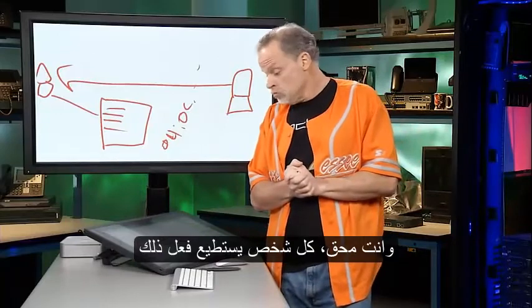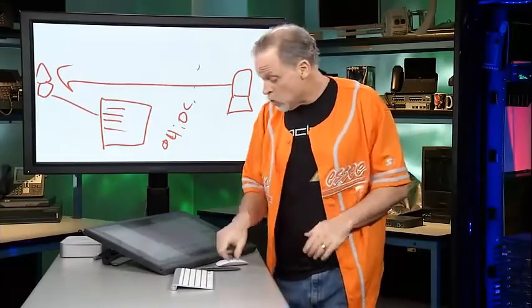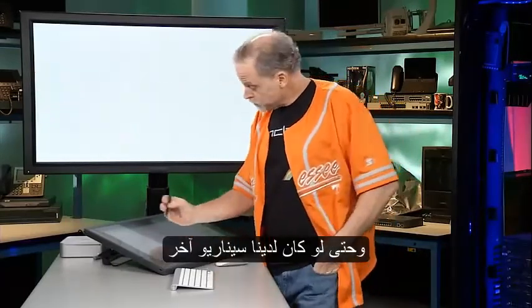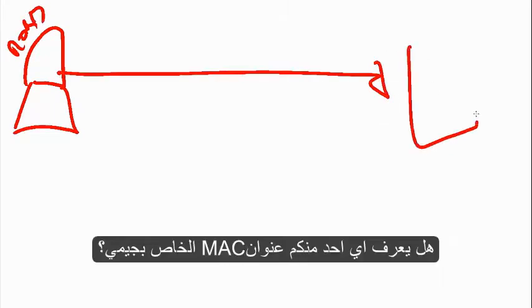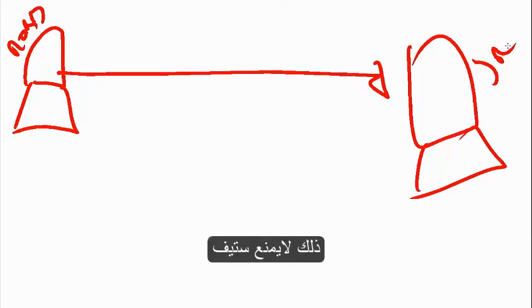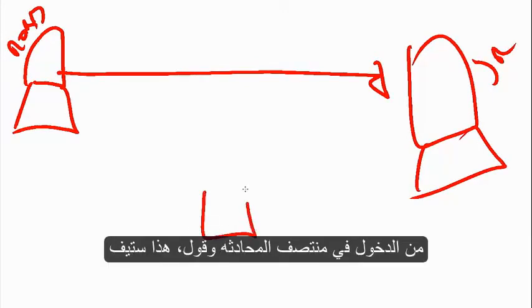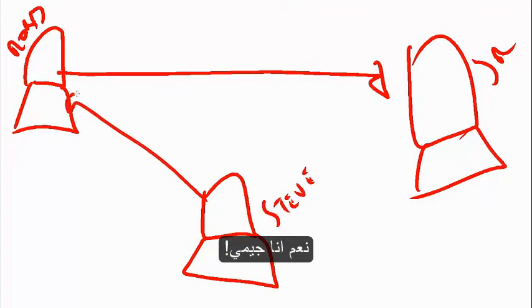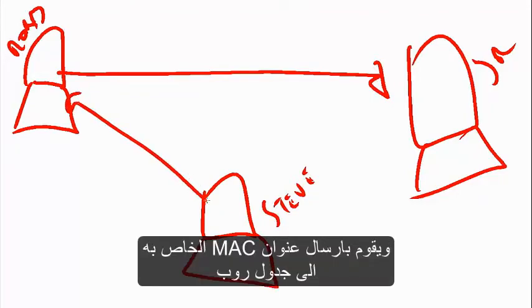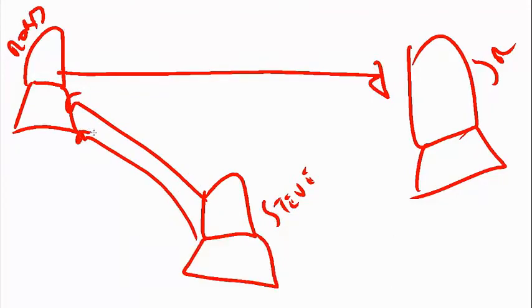And so really, you're right. Anybody can actually answer that request. And so in another scenario, if we have Rob wanting to communicate with me, so this is Rob. And so he's like, hey, does anybody know Jimmy Ray's MAC address? It doesn't prevent our producer, Steve, from getting in the middle of this conversation. So this is Steve. And saying, yeah, I'm Jimmy Ray. It's all good. And he can actually send his MAC address into this table.